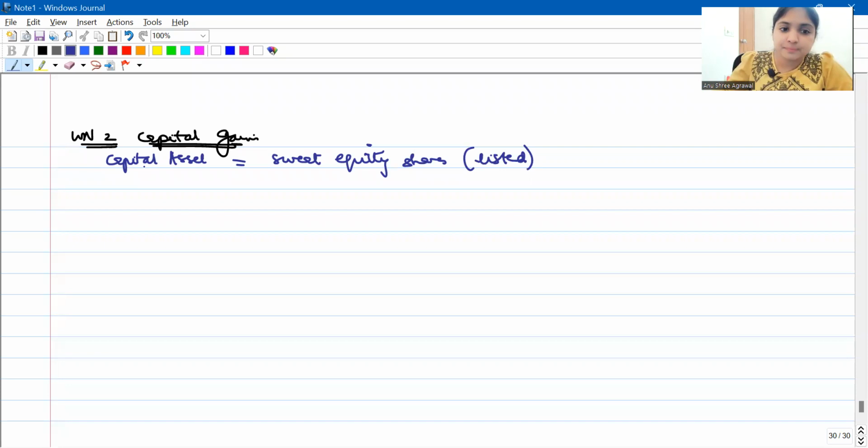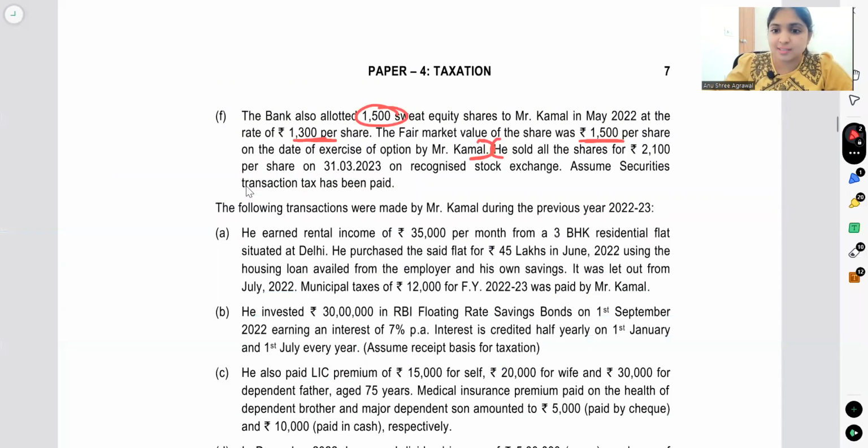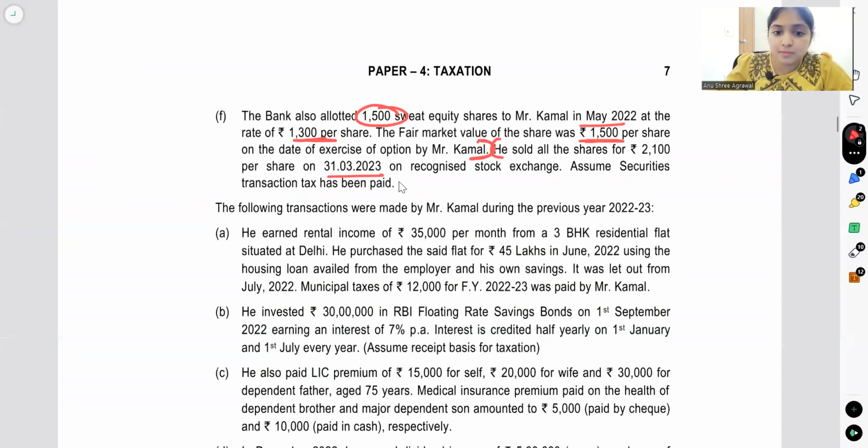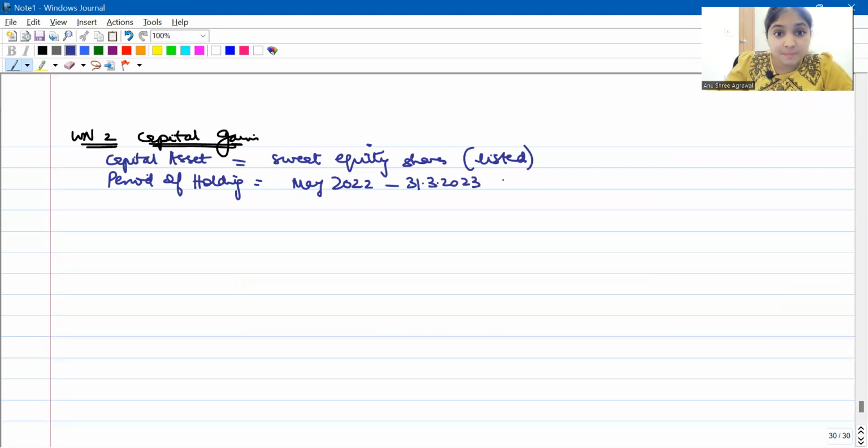I'm also paying STT. Then after capital asset, what is the next thing you check? The period of holding. When did I acquire these shares? When were they allotted to me? In May 2022. And when did I sell away the shares? On 31st March 2023. This period is definitely less than 12, 24 or 36. What is the relevant period of holding? Listed equity shares, guys. Relevant period of holding will be 12 months, and this is definitely less than 12 months. Therefore, this is going to be a short-term capital asset.